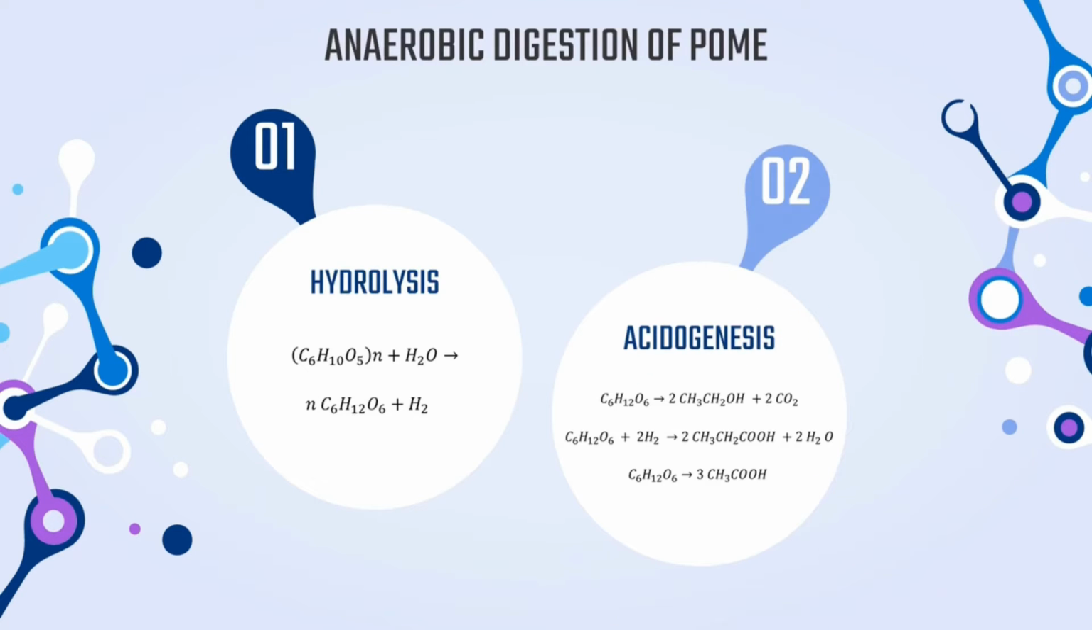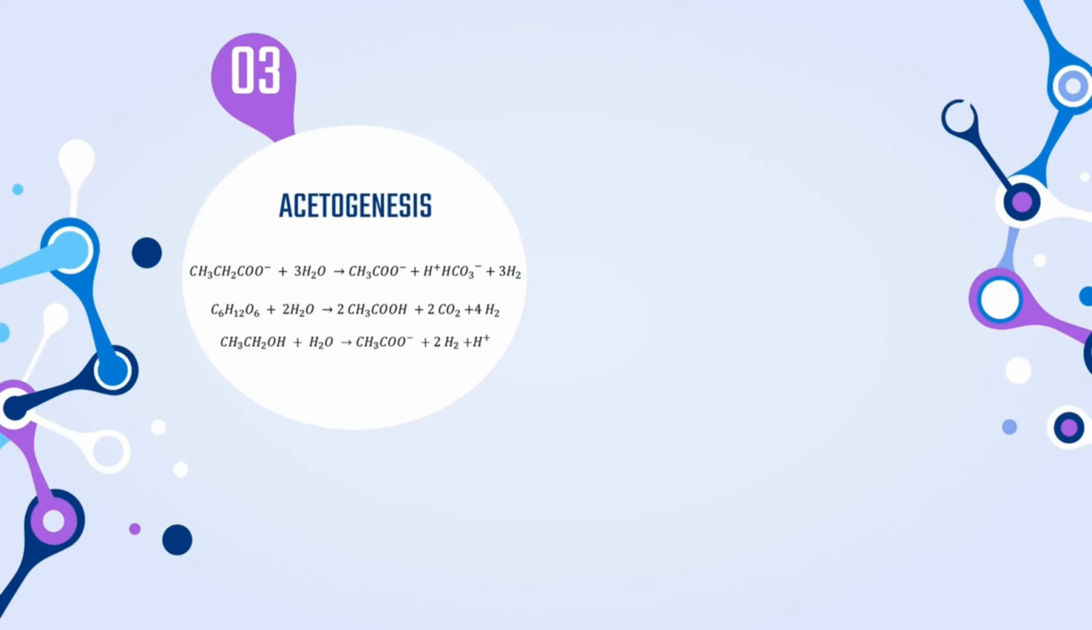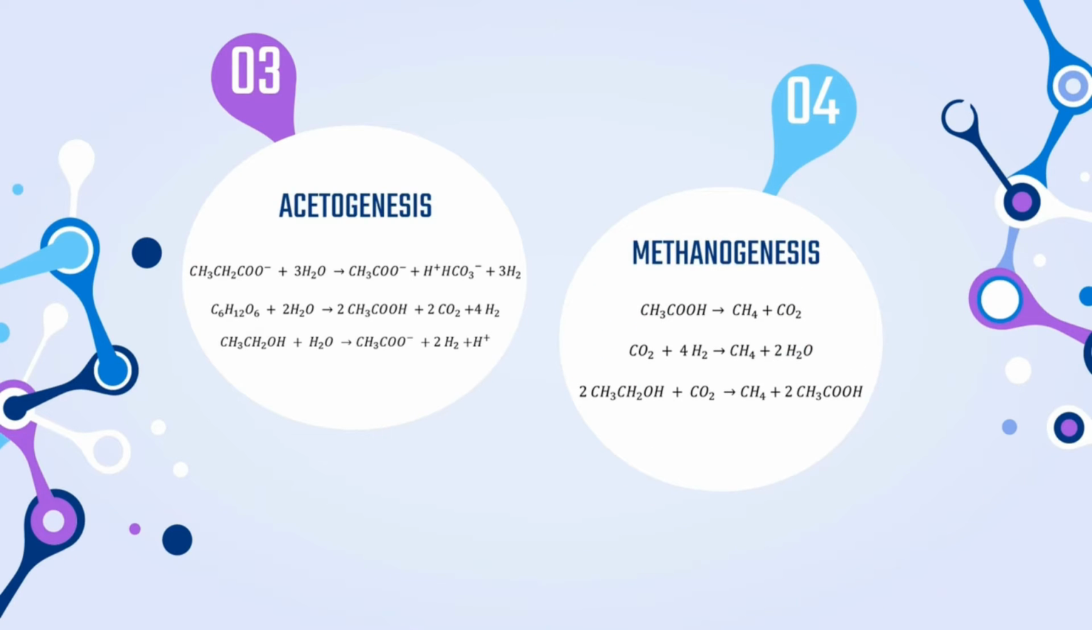In the second stage, the monomers will then be fermented and converted to metabolic intermediates such as alcohol, aldehydes, and volatile fatty acids, as well as some gases such as carbon dioxide and hydrogen. Meanwhile, in the third stage, which is acetogenesis, the product from the second stage will be converted to acetate, hydrogen, and carbon dioxide to be used later by the methanogens in the last stage. In stage 4, which is methanogenesis, the substrates earlier will then be converted into carbon dioxide and methane, which is the biogas that we want to retrieve.